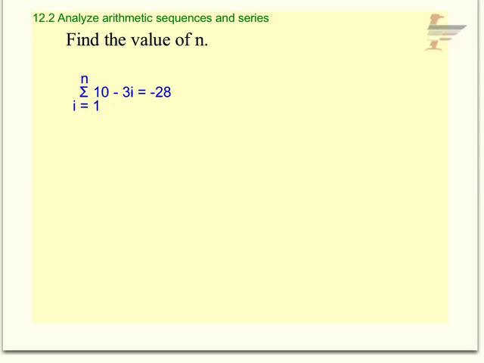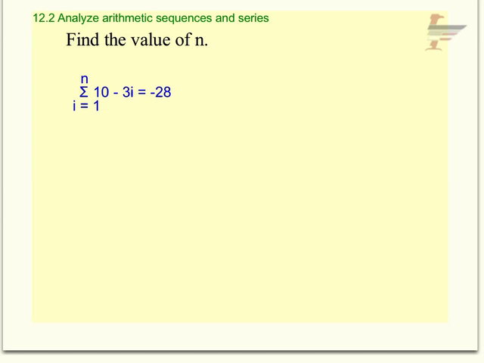I'm going to talk through kind of a tricky arithmetic series formula. So this says find the value of n. If you note the problem, you're asked to find the sum from the first term through the nth term. So we have to figure out what ending term makes this sequence have a sum of negative 28. Again, it's the sum of this sequence equals negative 28, but I have to figure out how many terms will make that happen.